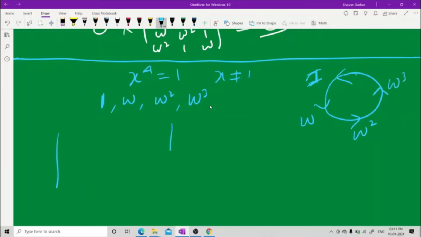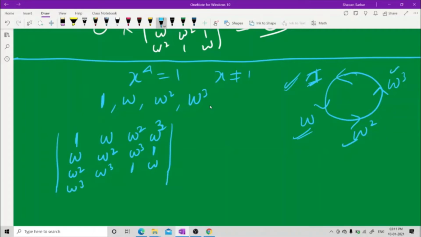Now write in anti-clockwise sense. Start from here: 1, omega, omega square, omega cube. Now start from here: omega, omega square, omega cube, and this is 1. Now start with this: omega square, omega cube, 1, omega. Now the last line, start with omega cube: omega cube, 1, omega, omega square. And this will also give you 0 because of the earlier result. This is the implication of the fourth root of unity. You can create a determinant like this just by looking at this thing.